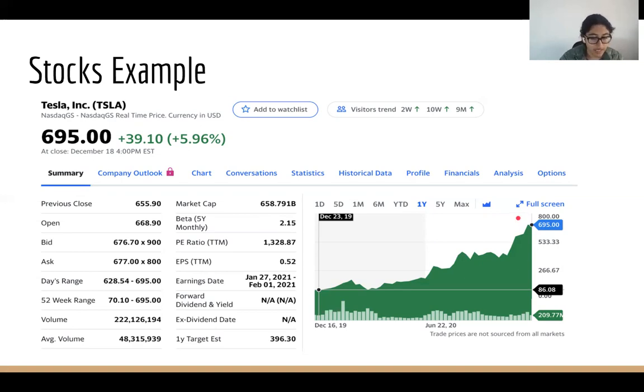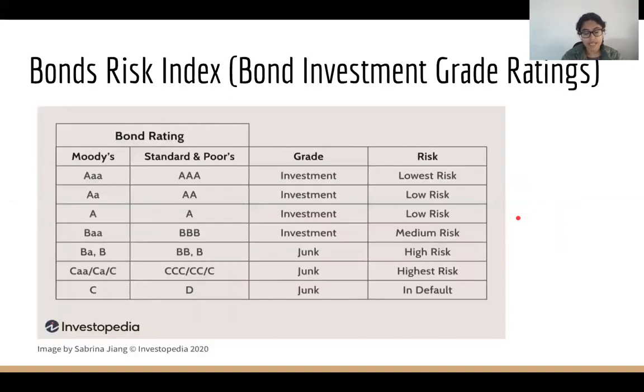We mentioned earlier that bonds have something similar to beta known as the bond investment grade ratings. So if you take a look at this chart found in Investopedia, thank you, Investopedia, you can see that high risk bonds are known as junk bonds, while lower risk bonds are known as investment bonds. Junk bonds are much riskier than investment bonds, so you should keep this in mind when considering investing in bonds.